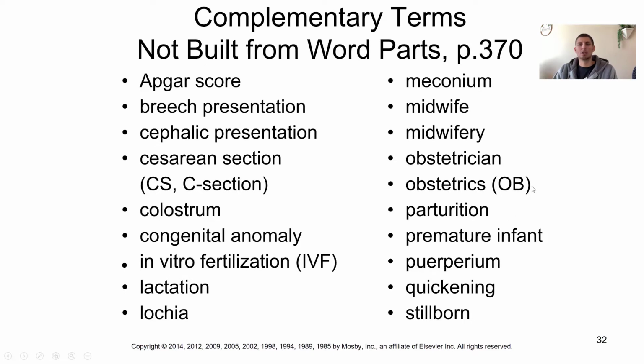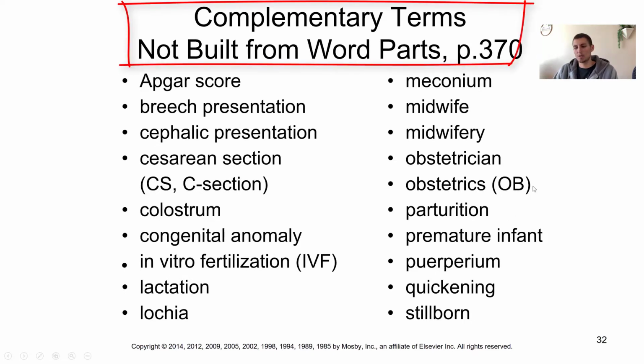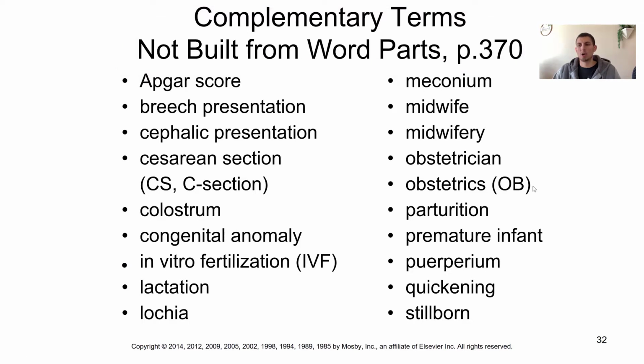Some complementary terms that are not built from word parts, you can see this list over on page 370. Again, here I'm not going to go through all of these. I'll just point out a couple of specific terms such as APGAR, which is a neonatal assessment tool. It's actually an acronym. So when a baby is born, we're going to take them through an APGAR scale and give them a score, which is going to tell us in general, overall, the health of that baby.